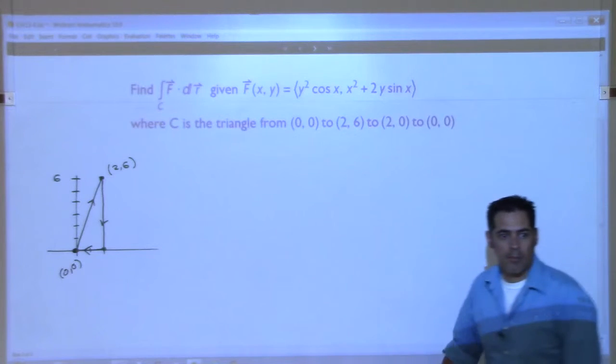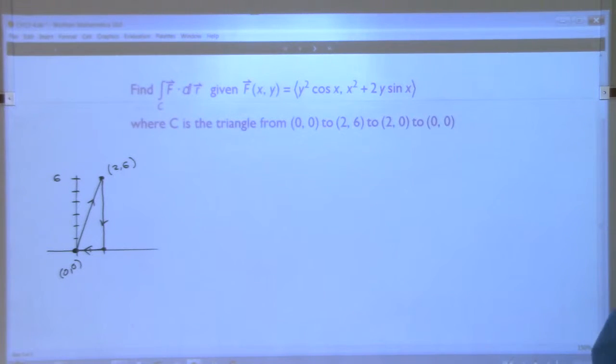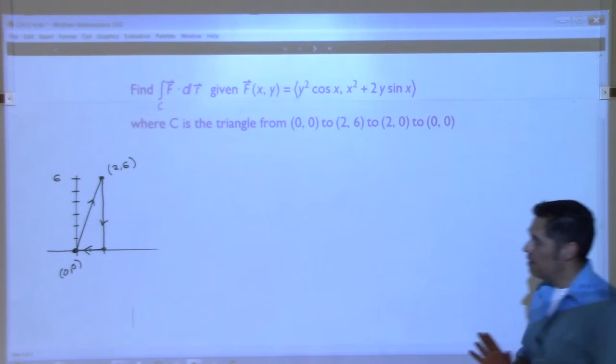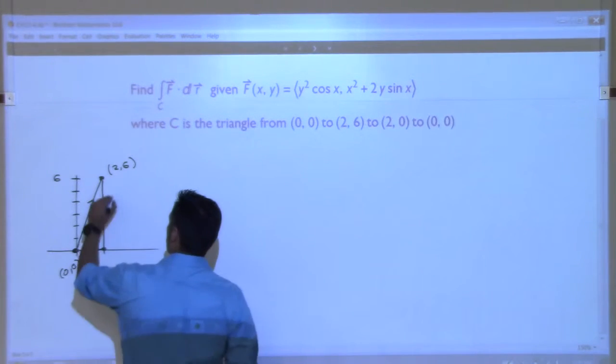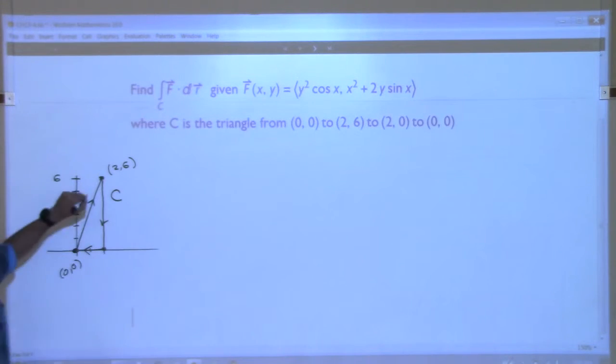This is negative orientation? Yeah, so if we're going to use Green's theorem, we have to pay attention to that, all right? Right now, this is our C, isn't it? Our C is this path right here.